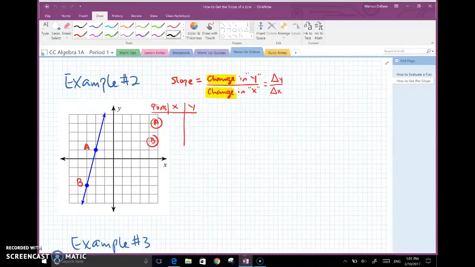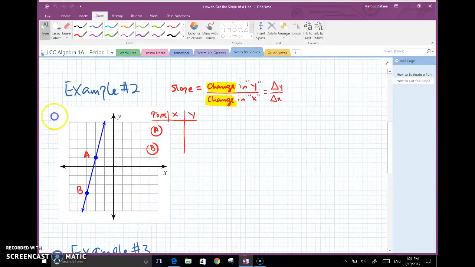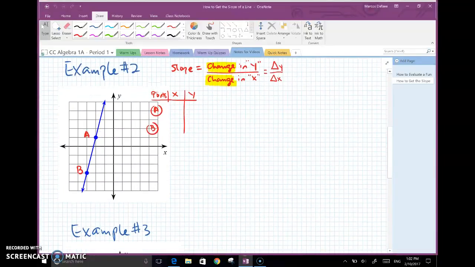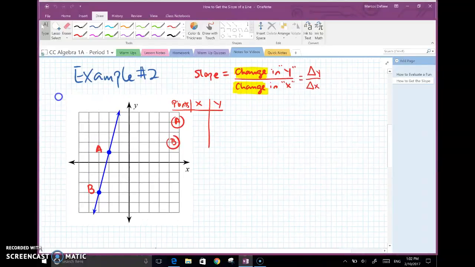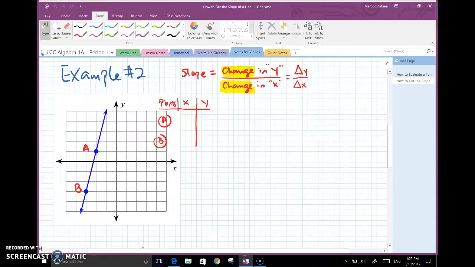I want to start this example a little differently than I did with example 1, in that rather than counting squares and focusing only on that method of getting the slope, I would like to show you another way to derive the slope, which in some cases is probably more practical and a little easier at the same time. Okay, so let's go ahead and get right into it.